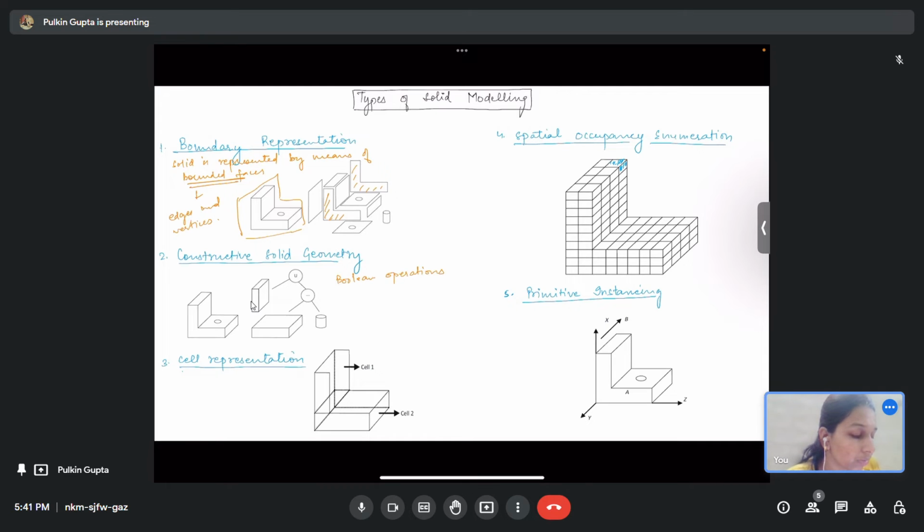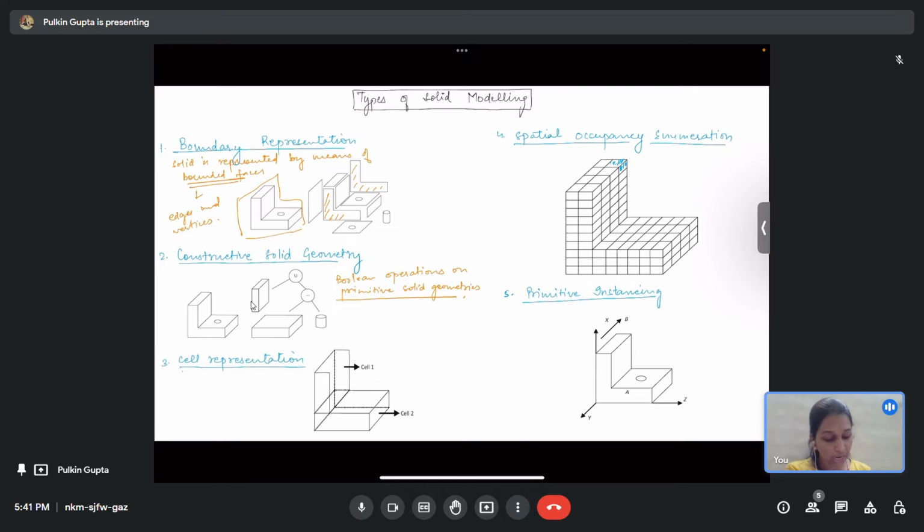Okay. Then there is constructive solid geometry, which we have seen, which uses Boolean operations on primitive solid geometries to obtain the final part. So what is primitive solid geometries? They are basically your known solids, simple solids like cube, cuboids, cylinders, spheres, cones. They are generally termed as primitive solid geometries.